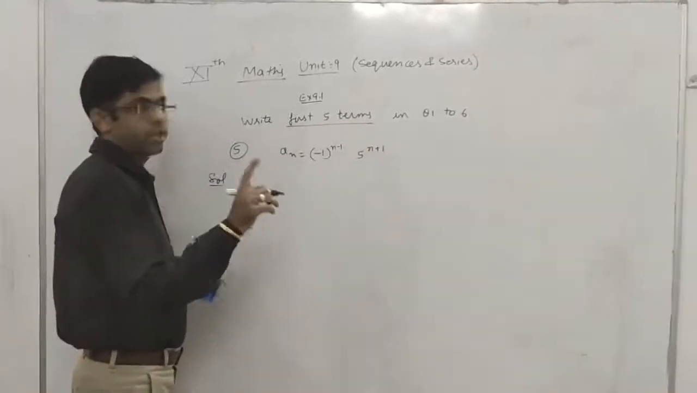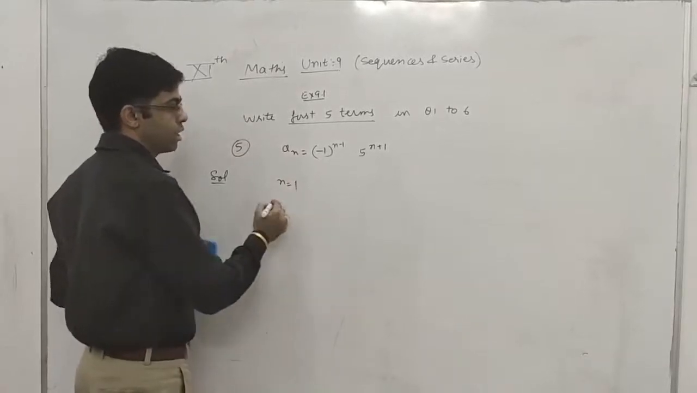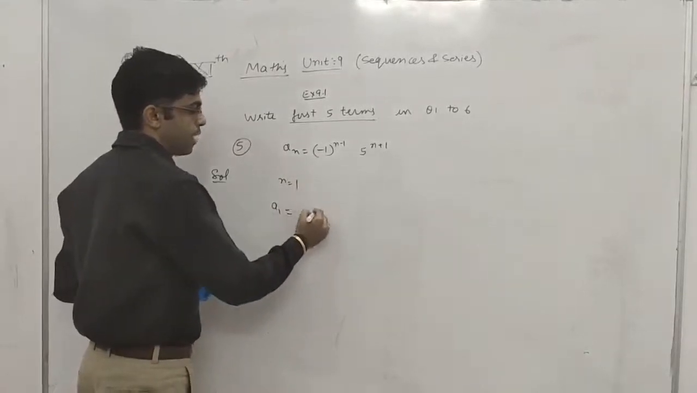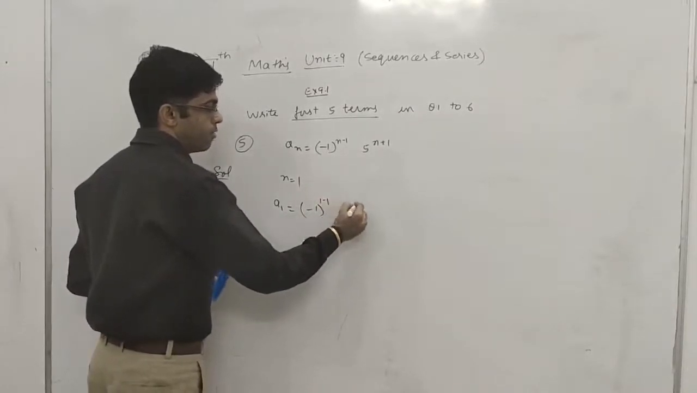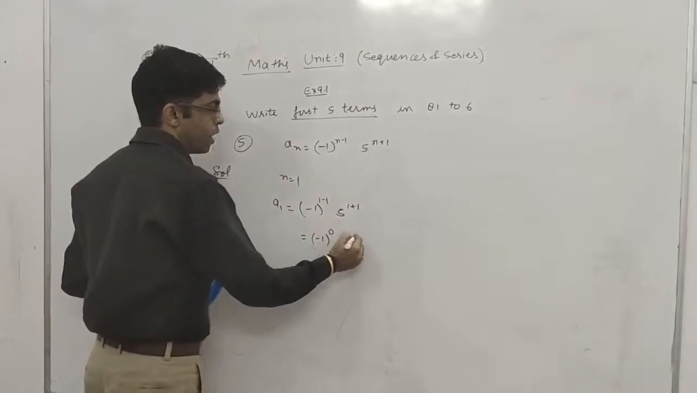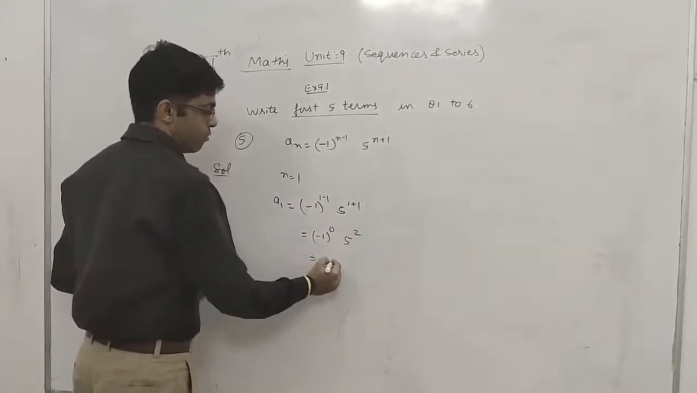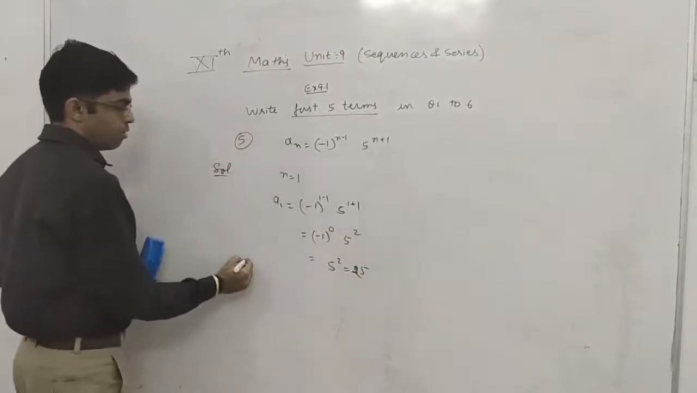a1, a2, a3, a4, a5. For this, first start from n equals 1. a1 is minus 1 raised to the power 1 minus 1, times 5 raised to the power 1 plus 1. This is minus 1 raised to the power 0, times 5 raised to the power 2. 5 squared is 25.